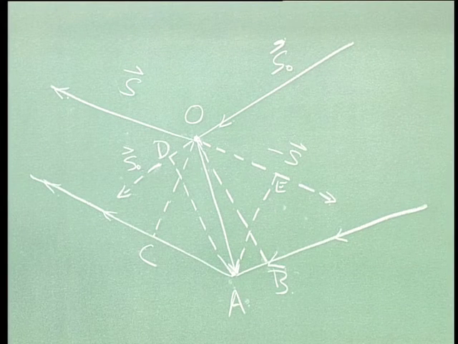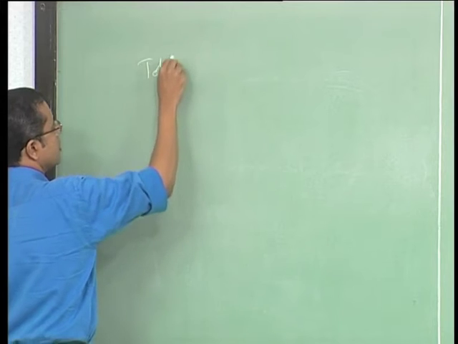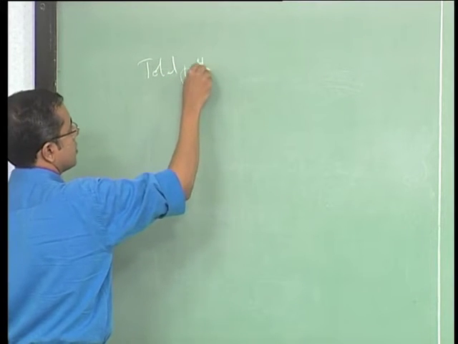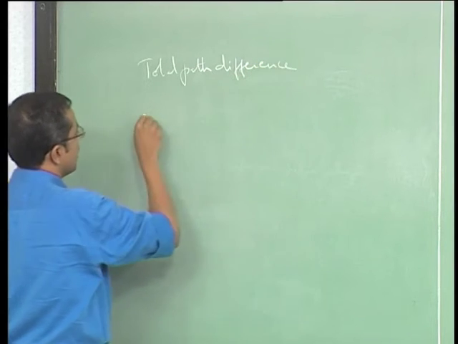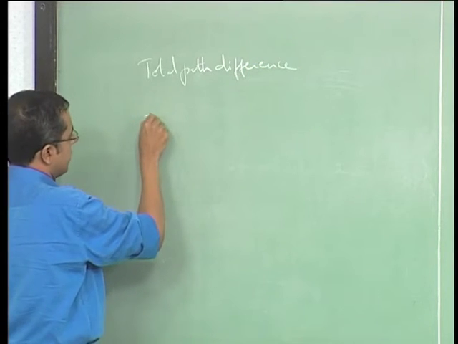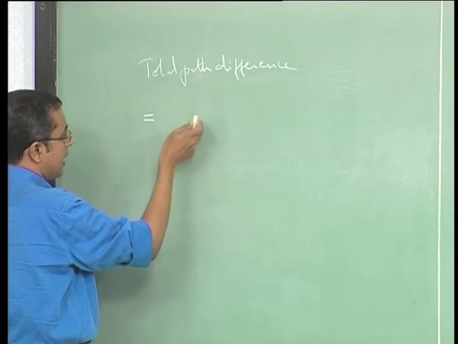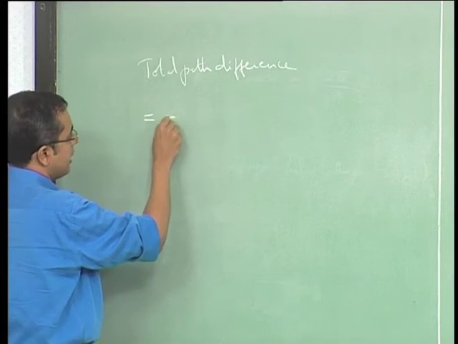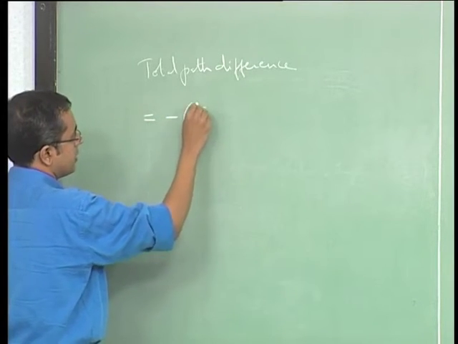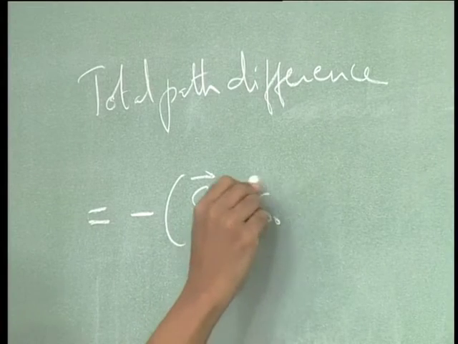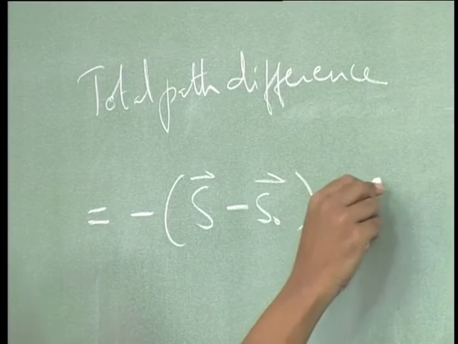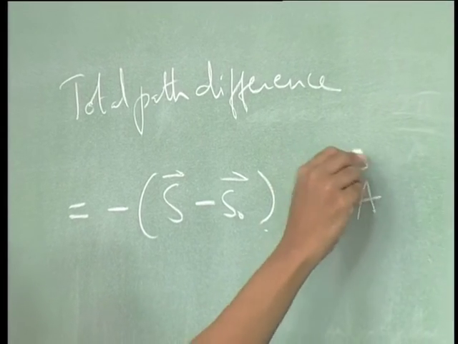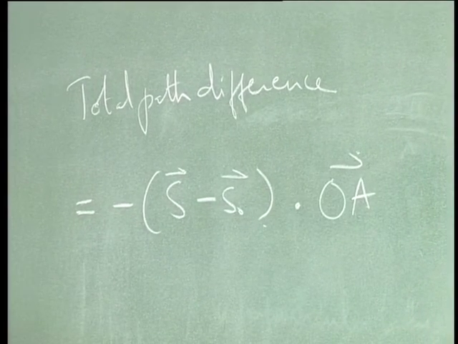So path difference is in fact, just by convention it is written, we had s naught minus s, I will simply write it as minus of s minus s naught, simply by convention it is written this way, dot OA. Okay. So this is what we have.